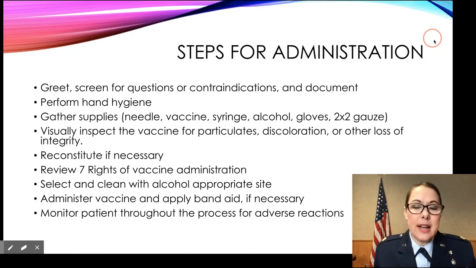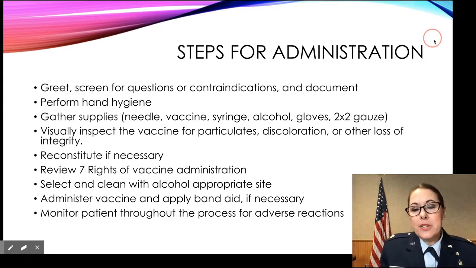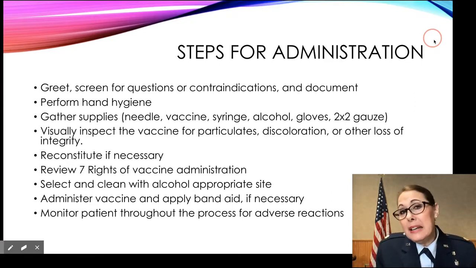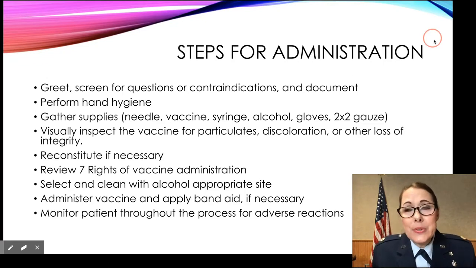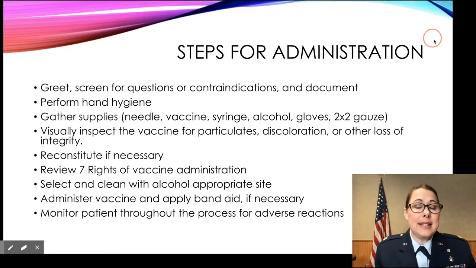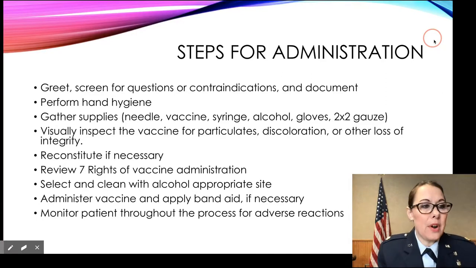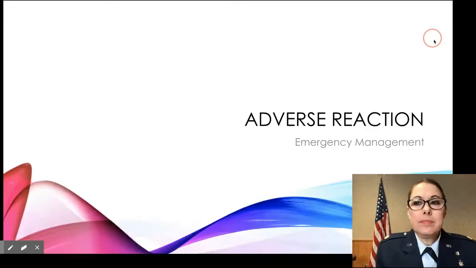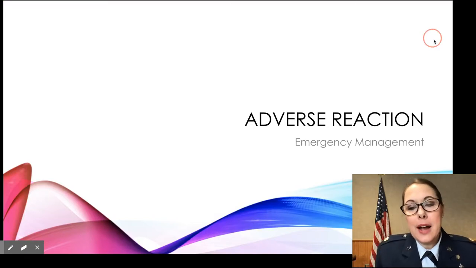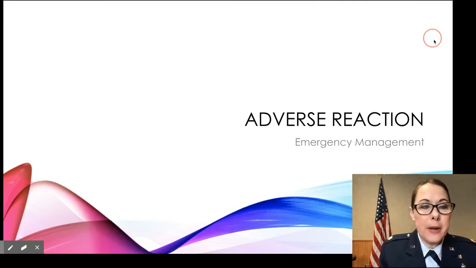Make sure you select your appropriate sites, you clean it good, and then administer, put on a Band-Aid if needed. Sometimes people will bleed. I think it's the chemicals or the ingredients that are in that vaccine. It could be the needles, it could be the needle size. And you want to monitor your patients throughout for any kind of adverse effects. Adverse effects or adverse reactions and emergency management.